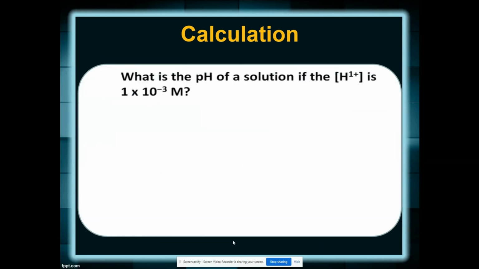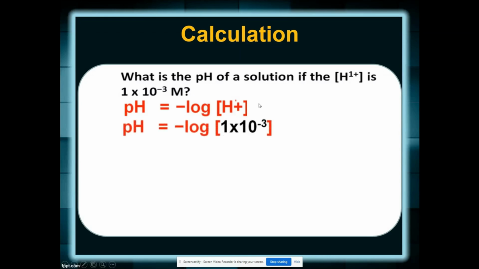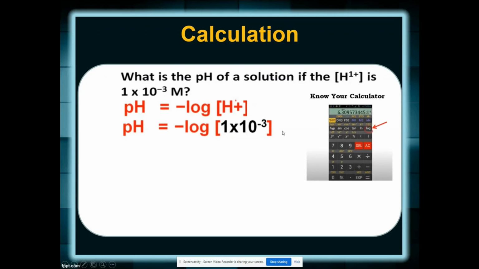As you can see in this question, what is the pH of a solution if the concentration is 1 times 10 to the power of negative 3 molar? To calculate the pH, you take the formula, pH is equivalent to the negative log of the concentration of hydrogen ions. Substitute the concentration given in the question, 1 times 10 to the power of negative 3, and put it in here. Then use your calculator.